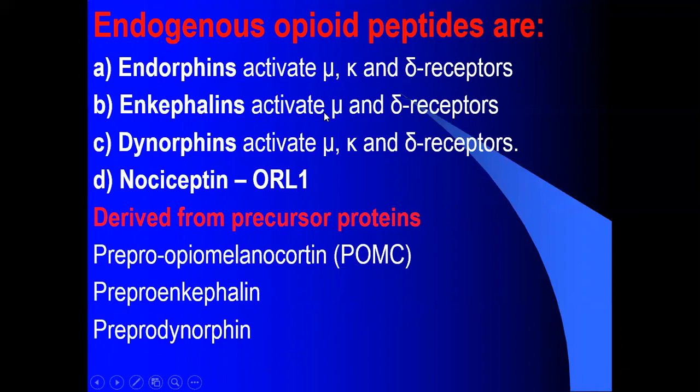Similarly, enkephalins activate only two receptors, mu and delta. Dynorphins activate mu, kappa, and delta receptors. Nociceptin activates the ORL1 receptor. Then there are certain derivatives that are derived from precursor proteins naturally present within our body, like pre-pro-opiomelanocortin, pre-pro-enkephalin, and pre-pro-dynorphin.